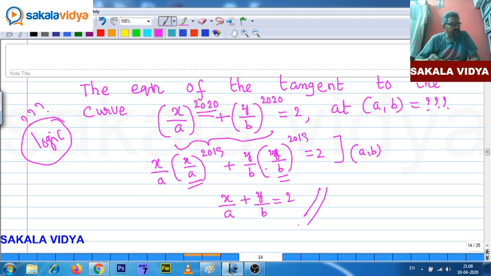That is all. In the textbook you have this problem, instead of 20 you have n, the same question: (x by a) whole to the power of n plus (y by b) whole to the power of n equal to 2. Yes, wonderful, Madhurima. That is x by a plus y by b is equal to 2. Absolutely correct.